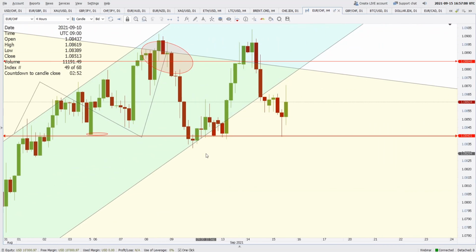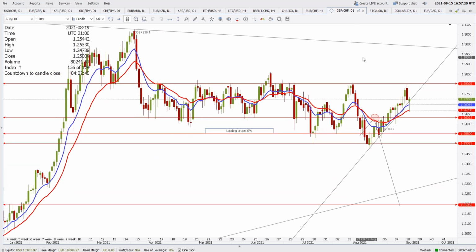Looking at the 4 hour chart, it seems that the price has just taken support at 1.0840 and is now trying to give us a follow up to the upside, and 1.0884 is going to be the next level of resistance. That's it about this market.